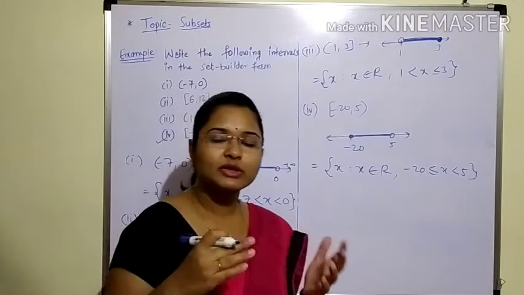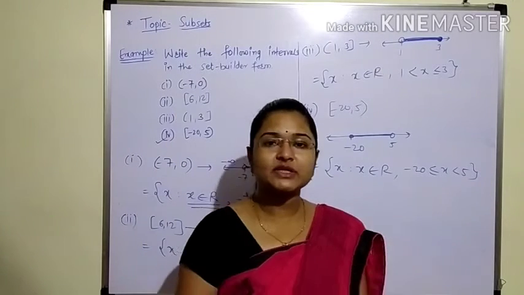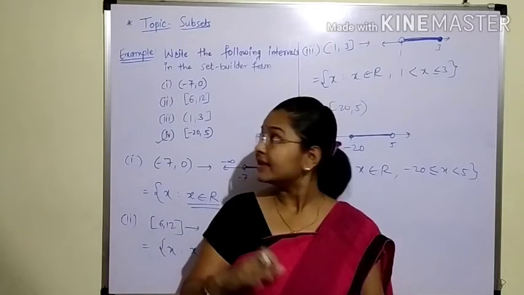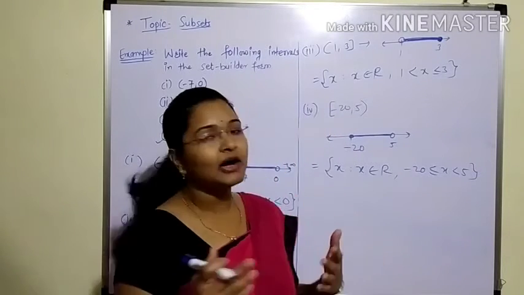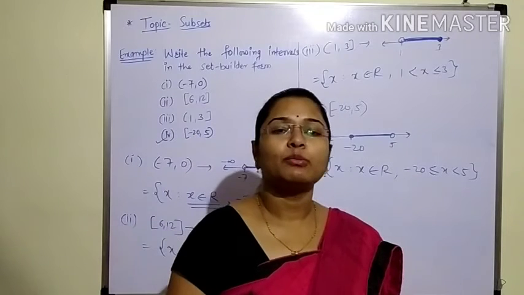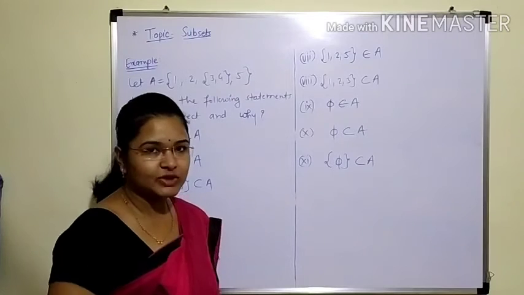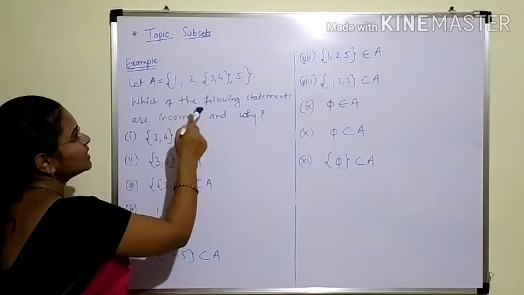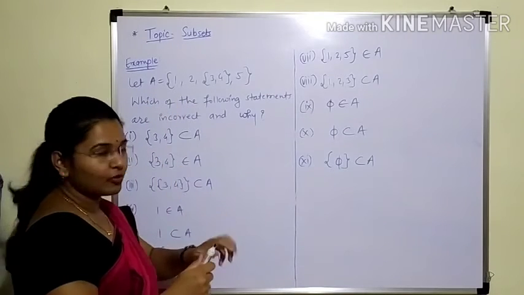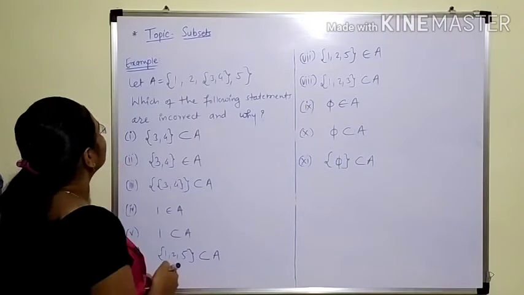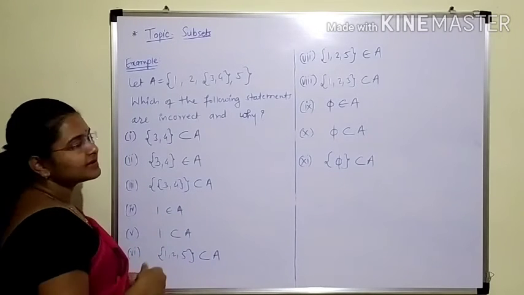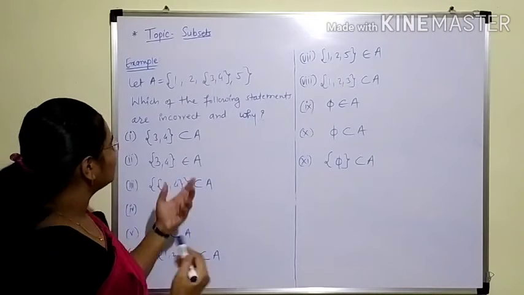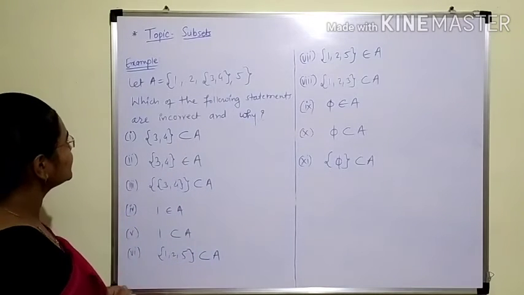So students, in the previous question and this question, we have studied how to write subsets of real numbers in the form of intervals, and in this question we have studied how to write intervals in set builder form. Understood? Now we'll take the next question. Let set A have elements 1, 2, the set {3, 4}, and lastly 5. Which of the following statements are incorrect and why? Here 11 statements are given. So one by one we'll see these questions.